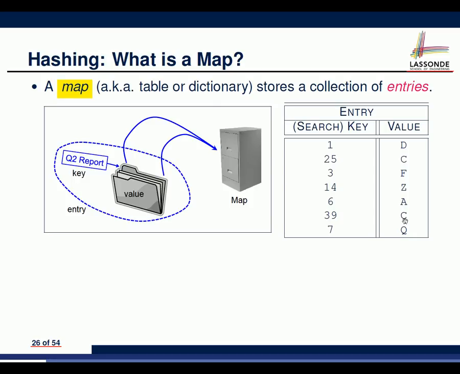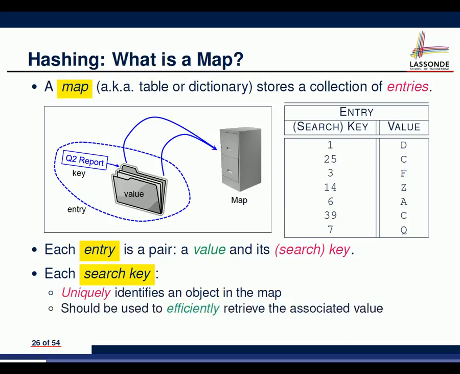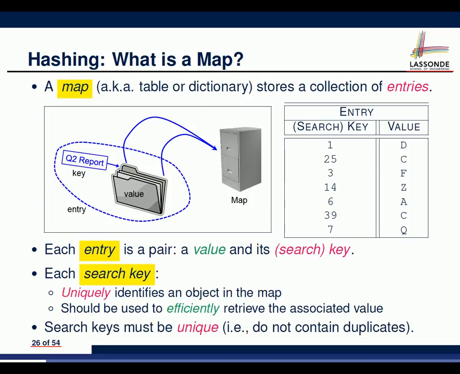Okay? Conceptually, each search key must uniquely identify an entry, so that's why there cannot be any duplicates. And it should be used to efficiently retrieve the associated value. When I say efficiently, I'm not being very formal here, but I'll give you some intuition. Once we start talking about the so-called big O notation, we'll talk mathematically about how we can analyze the running time of your method. We'll get there a little more formally after reading week. But when I say efficiently, I'll give you more intuition as we go through the example. Okay, search keys must be unique, as we said, and do not contain any duplicates.